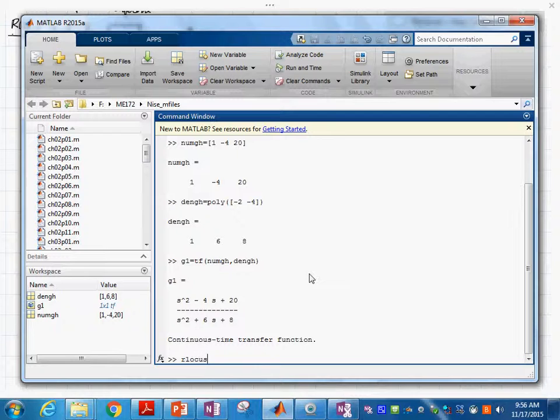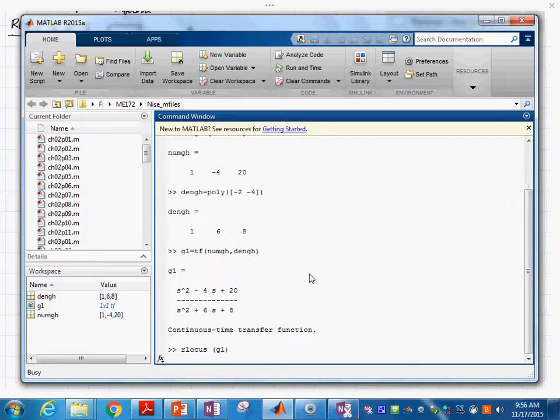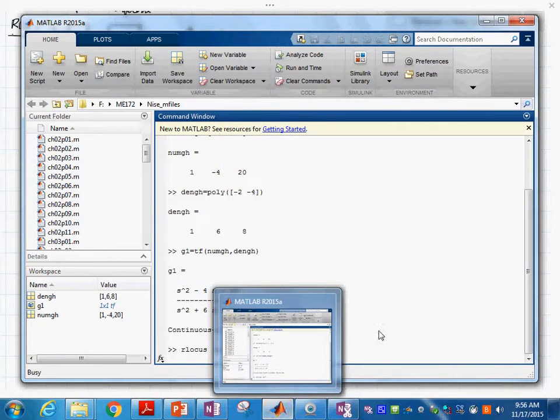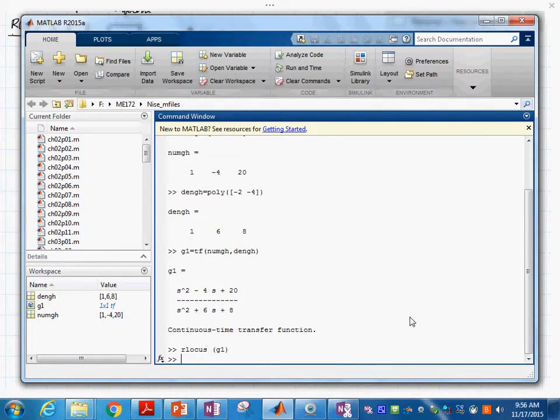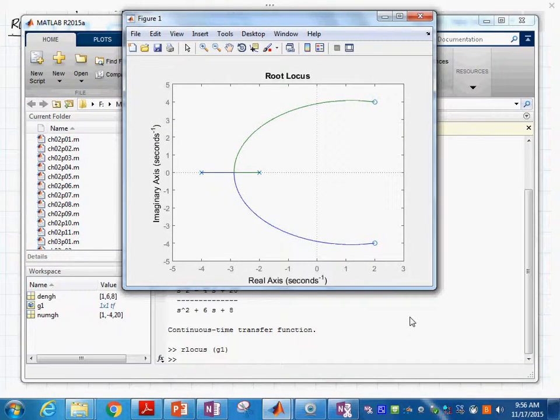So the root locus is going to be of this transfer function, right? So if I do this, I immediately get a figure. I'm going to get a plot in a moment of what this is. There we go. Now let's see how we're going to read this, because that is important here.